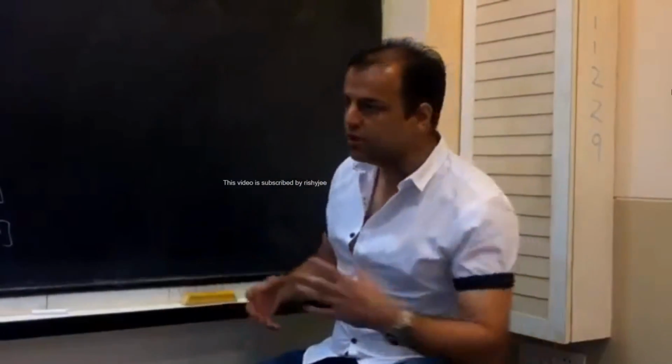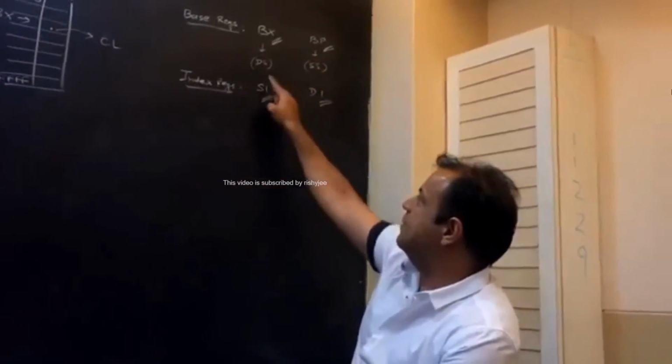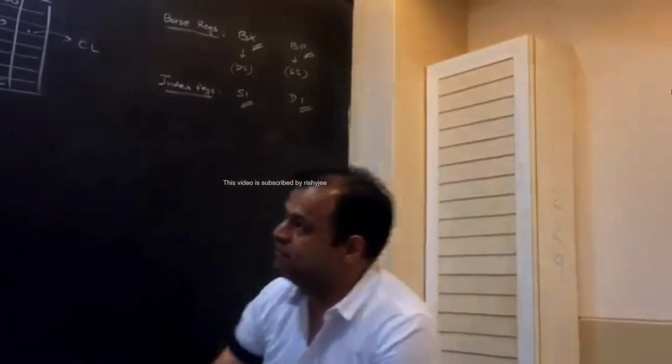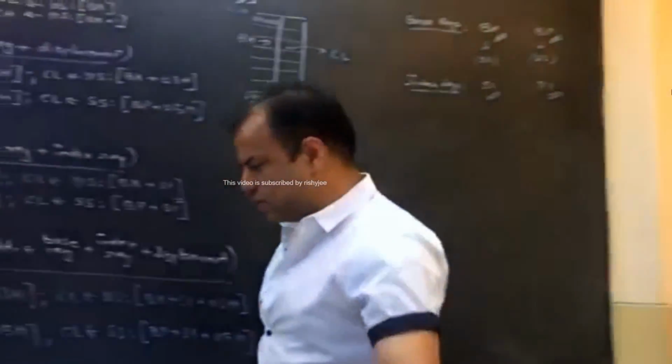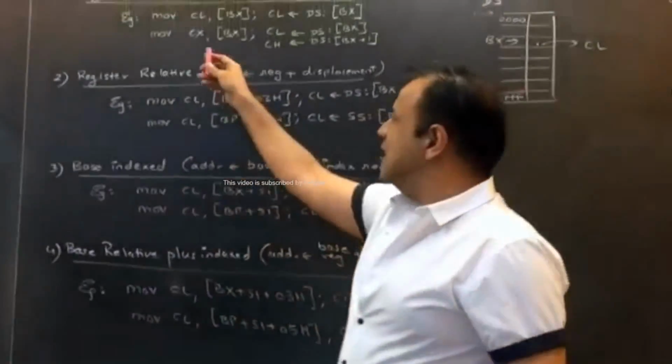Anyways, coming back, whichever book you take, you'll get this one. BX, SI and DI work for data segment, BP works for stack segment. Keep that in mind. And now the remaining part is just a matter of minutes. You're done.